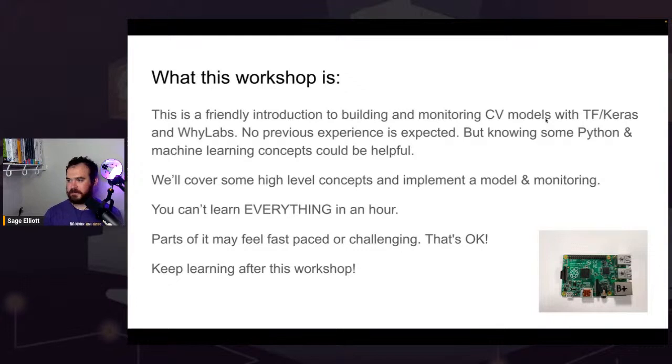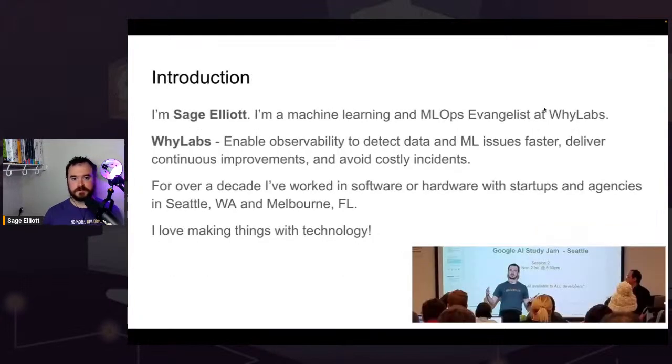If you're not familiar with computer vision concepts, a quick introduction. I'm Sage Elliott. I'm a machine learning and MLOps evangelist at YLabs. We build tools around AI and data observability. So we'll see one of those in action today, where we can see some sort of issue with our data or our models in production, and then very quickly be able to troubleshoot that. Depending on what your model is doing, it could be very costly if a model is making wrong predictions. So it's a good way of seeing that very quickly, and then you can fix it.